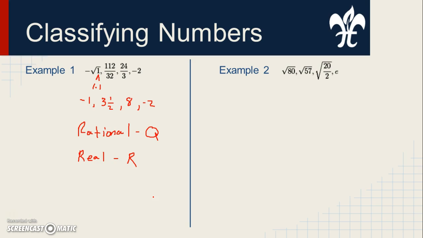Let's go to example 2. In example 2, we have a whole bunch of square roots. So we're going to do the same thing again with these square roots. We're going to see if these square roots can simplify. So this is the square root of 80. If it was the square root of 81, it would be a perfect square and it would simplify to 9. This doesn't. So immediately, because it's a square root that doesn't simplify, I know that this at least is going to be an irrational number. So this is irrational, which is abbreviated as I.